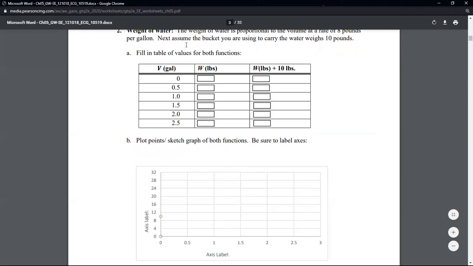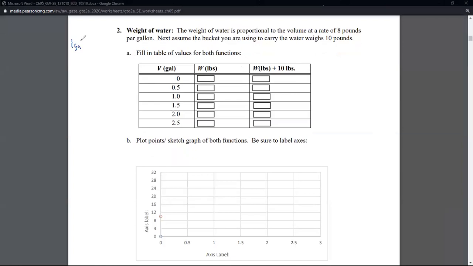So we said that weight of water is proportional to the volume at a rate of 8 pounds per gallon. 8 pounds per gallon. So that means 1 gallon weighs 8 pounds. 2 gallons would weigh 16 pounds, et cetera, et cetera, et cetera. Not the other way around. It's not 1 pound is 8 gallons. You have to make sure you're getting that right, which I can no longer see on my screen.